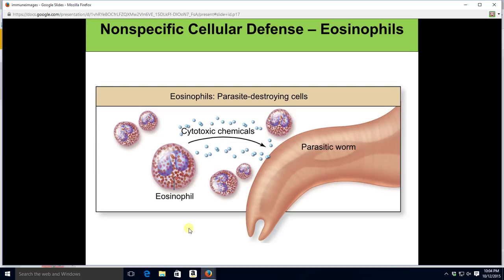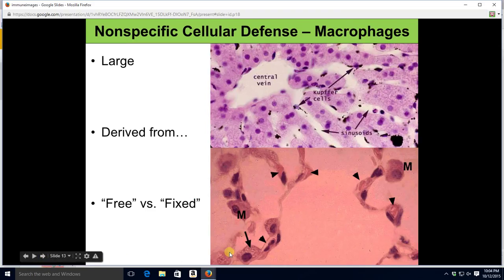So, eosinophils. More non-specific cellular defense. Eosinophils, of course, are great at killing parasitic worms. They try and kill parasitic worms. All right. More non-specific cellular defenses.